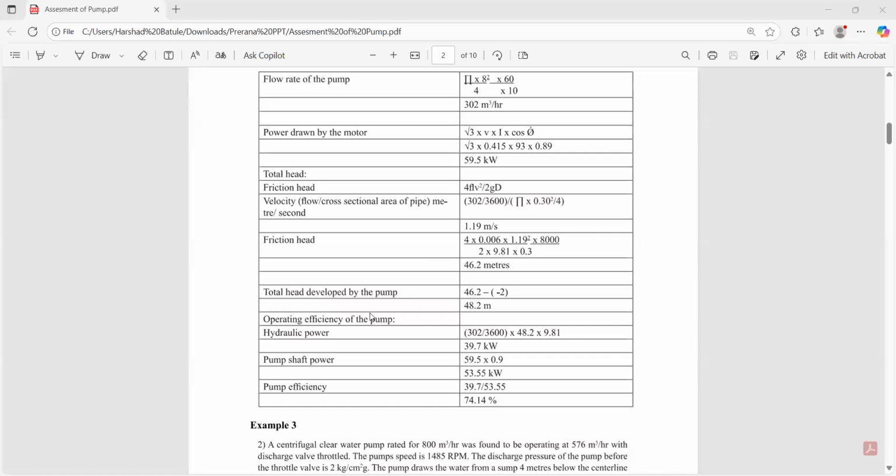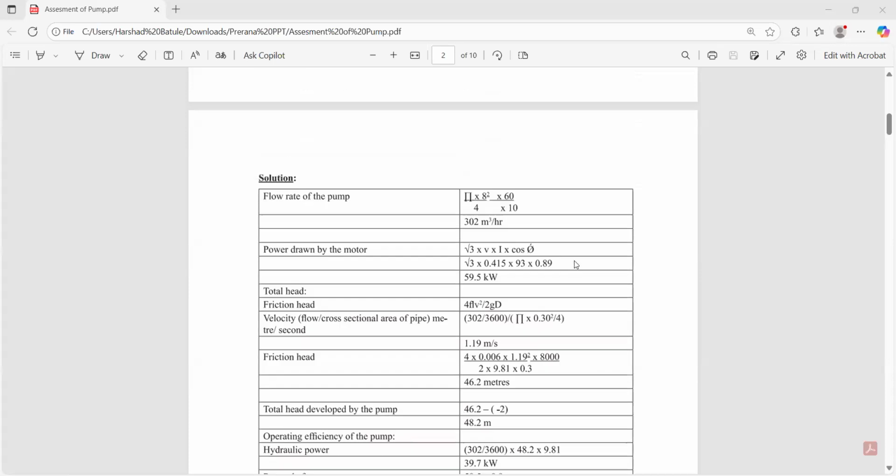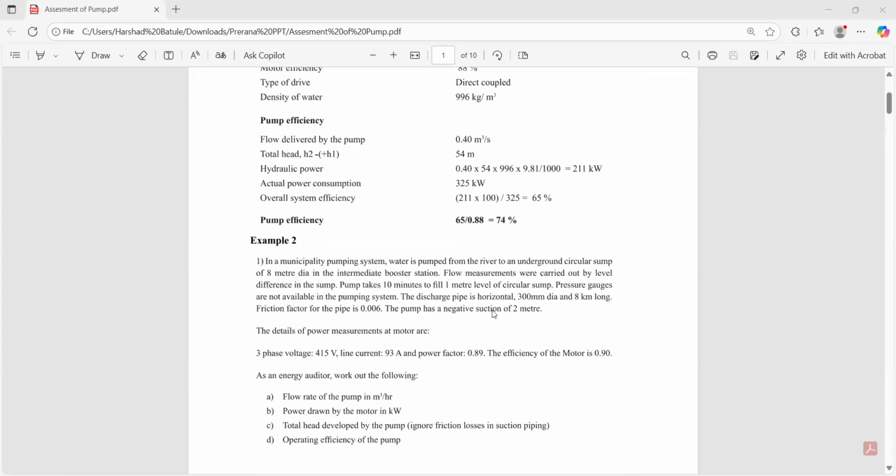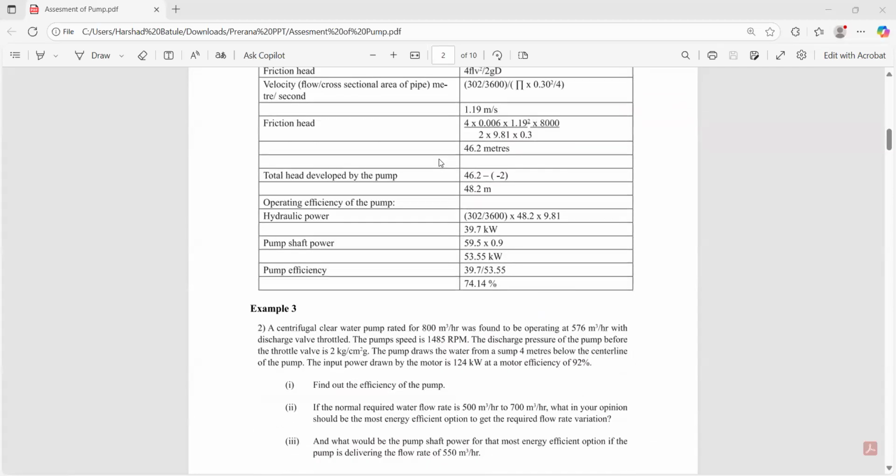From that frictional head, you can calculate total head. Means 46.2, and you need to work on the additional 2 meters. Your total head would be 48.2 meter, right? This is your discharge head 46.2. Your 2 is given as negative suction level. Here they have given the pump has a negative suction head of 2 meter. So your total head would be 48.2 meter.